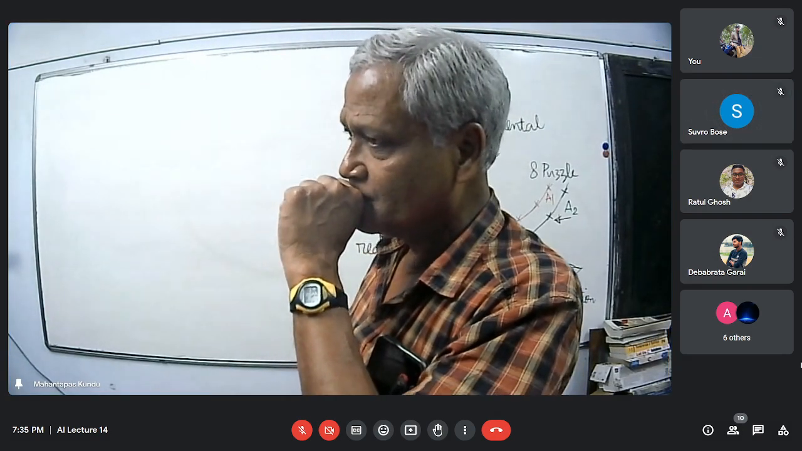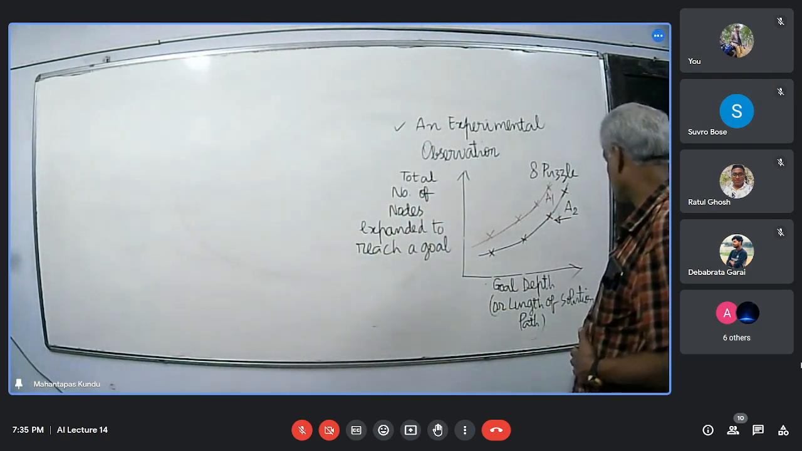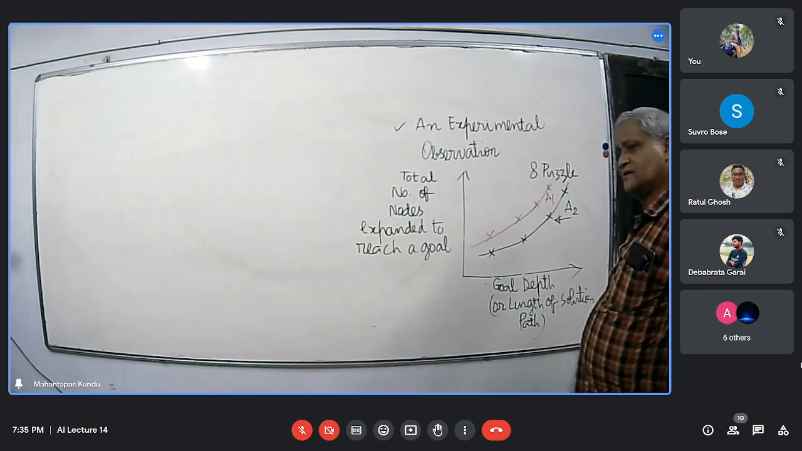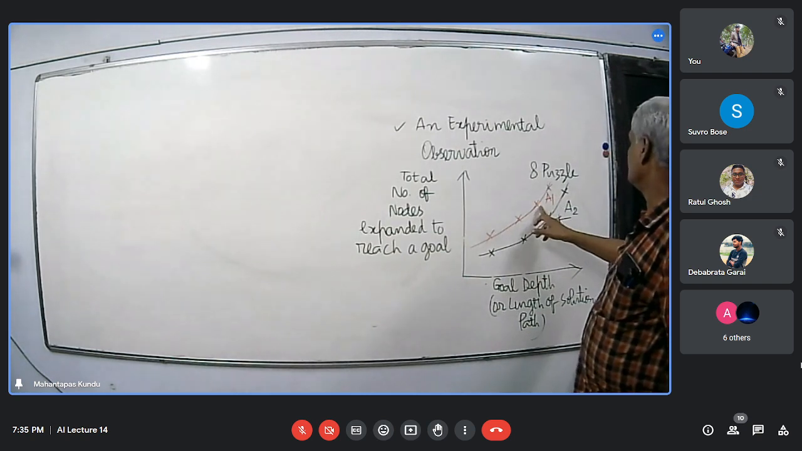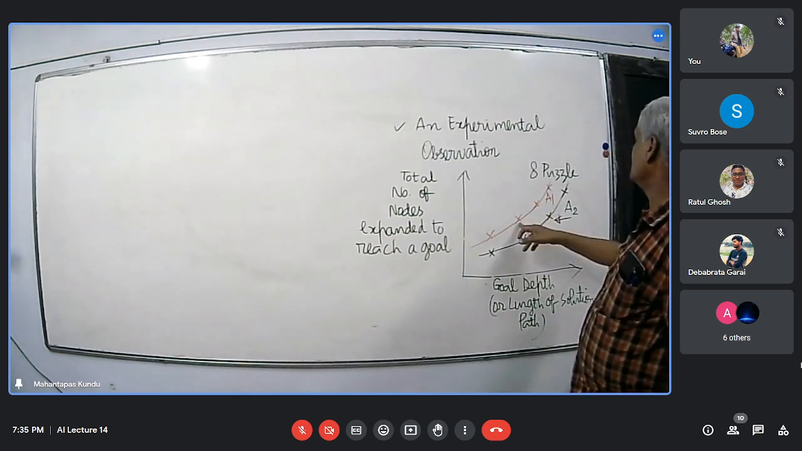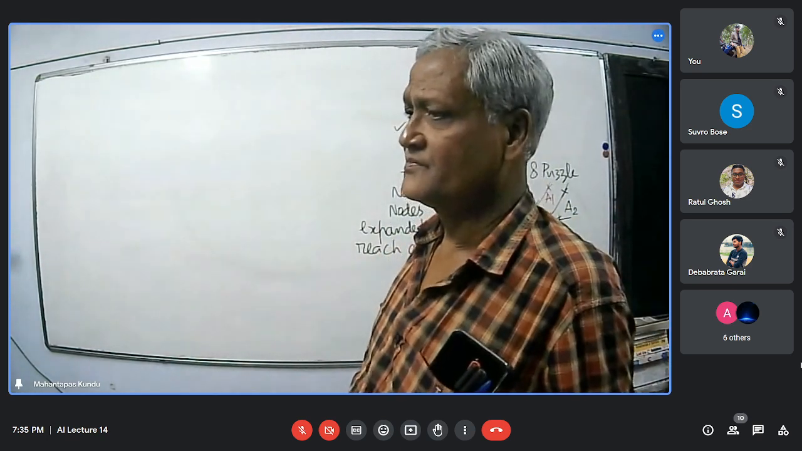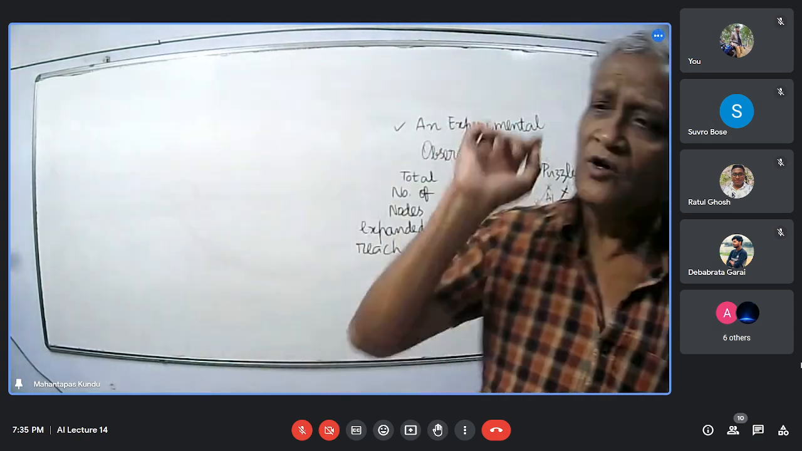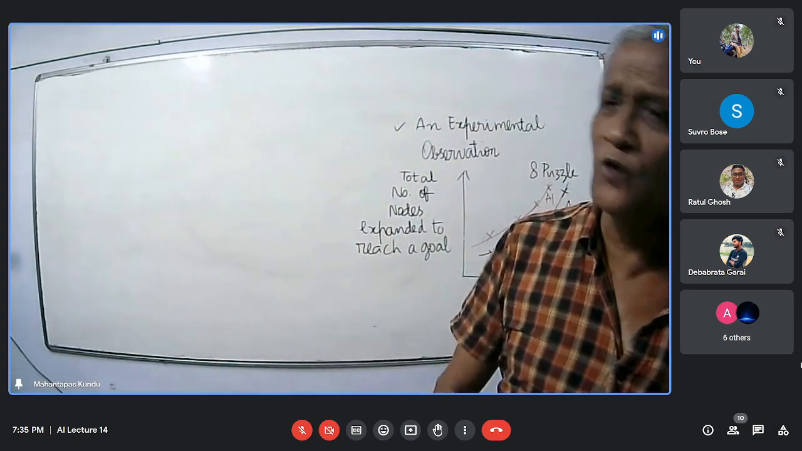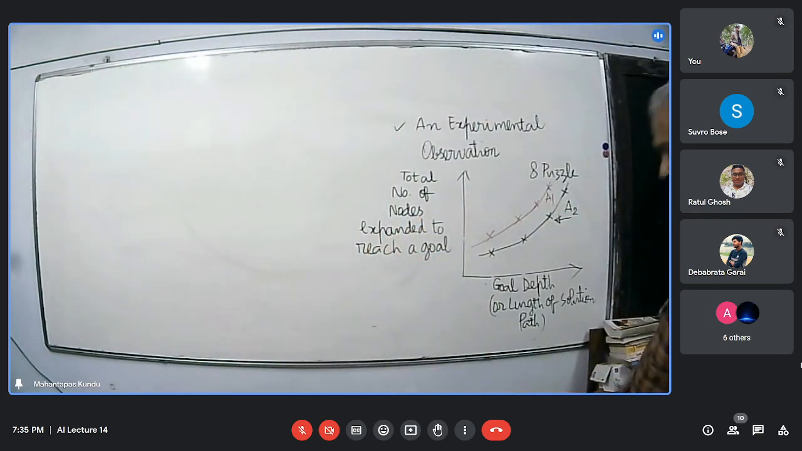So in such a situation, we find that for the same goal depth, A2 expands a lesser number of nodes than A1. Yes, sir. So this is an experimental observation. Now, this can also be proved with a theorem. And let me write that theorem.